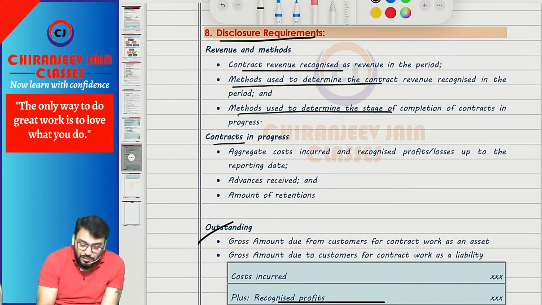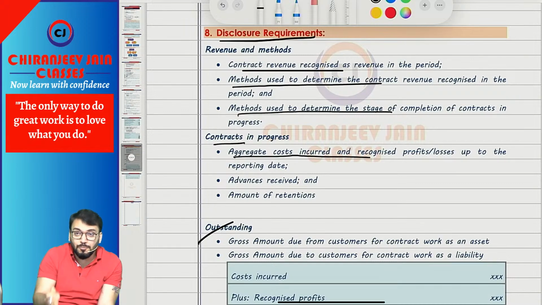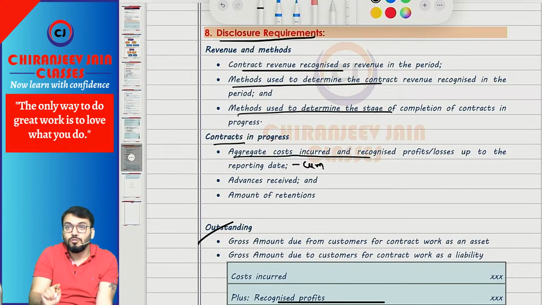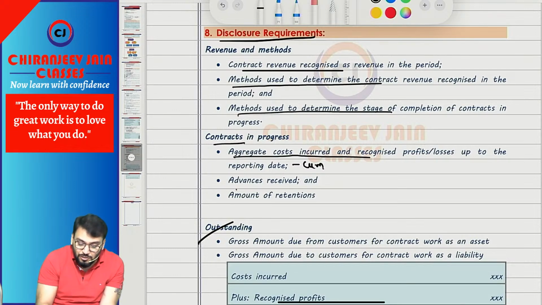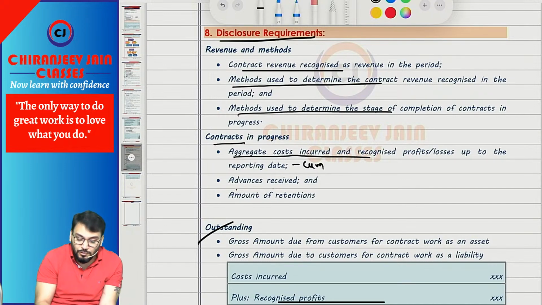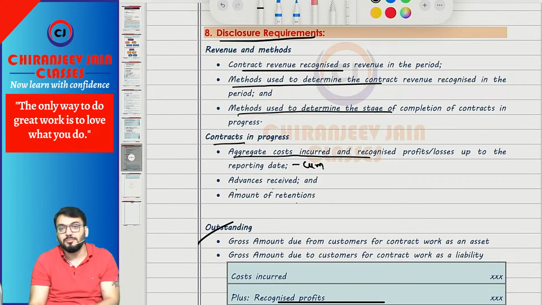We should also disclose aggregate costs incurred and recognized profit or loss up to the reporting date, meaning on a cumulative basis. So cost incurred up to the reporting date, and profit or loss recognized up to the reporting date. Then we should also disclose any advance received. If you have received some advance, that needs to be disclosed. We should also disclose the amount of retention. If some amount has been retained by the customer, that will also be disclosed separately.